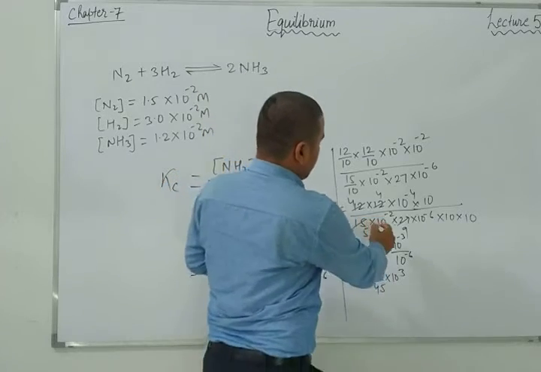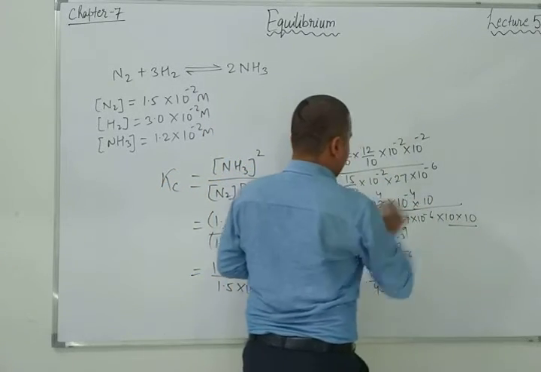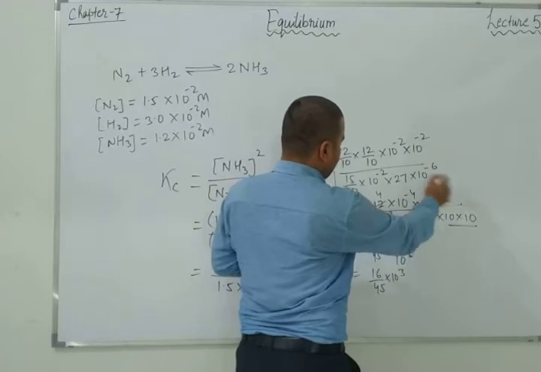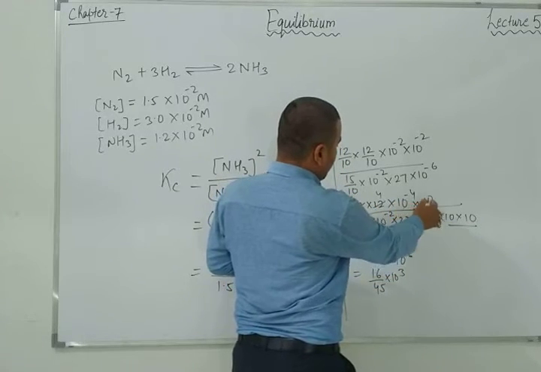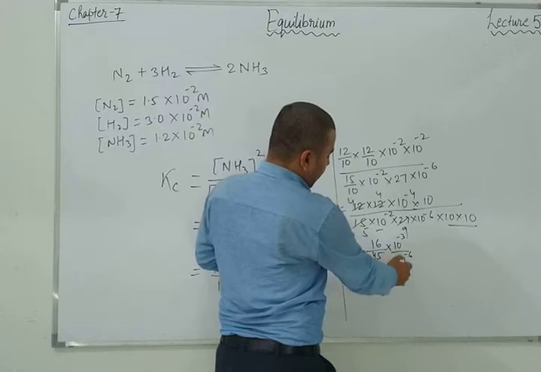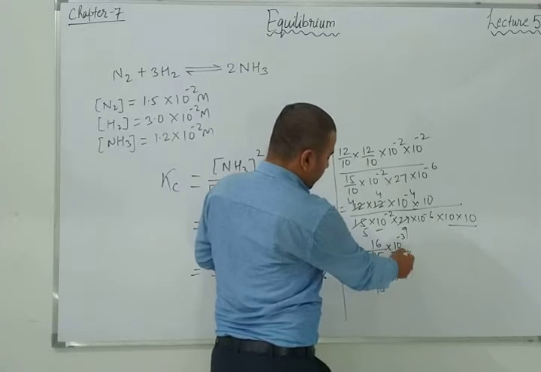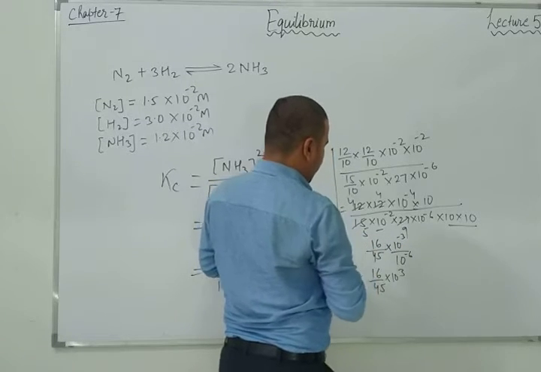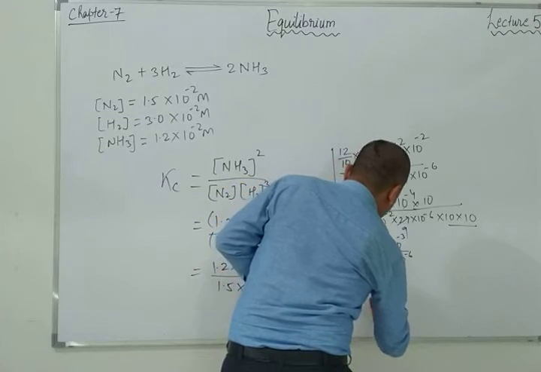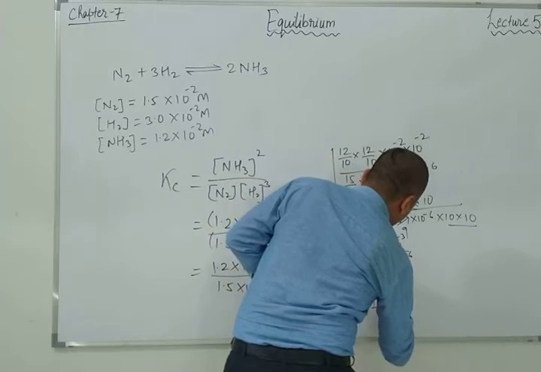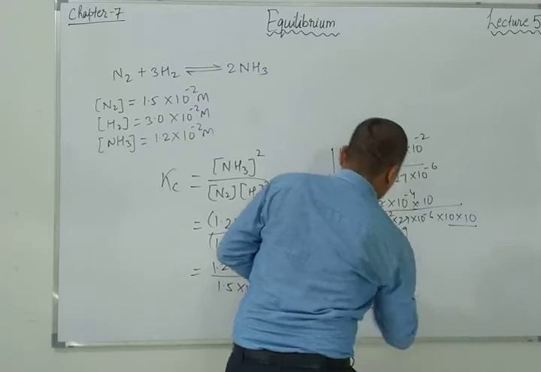See here, this 10 to the power minus 2 and this 10 to the power minus 2 have been cancelled. 10 to the power minus 6 has gone up. This 10 to the power minus 4 and 10 to the power minus 3, and here 10 to the power minus 6. Now this 10 to the power minus 6 has gone up, so it became positive. Now you can take here 160 upon 45 into 100, or 10 to the power 2.